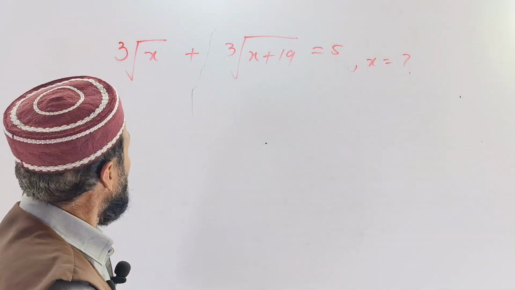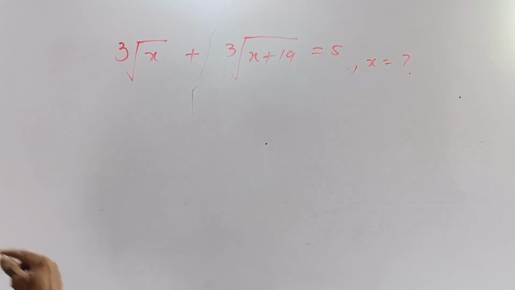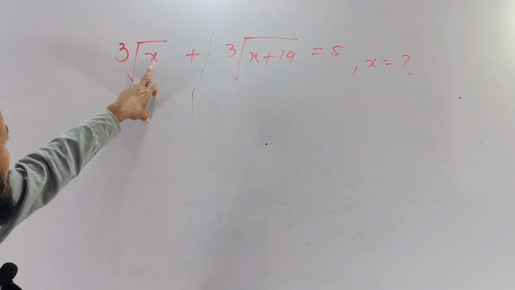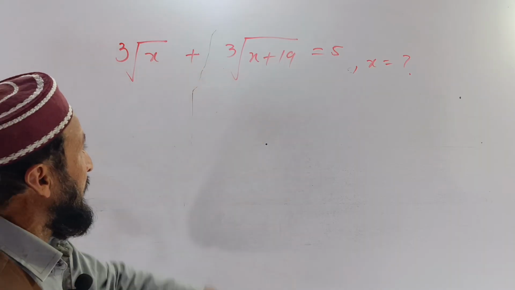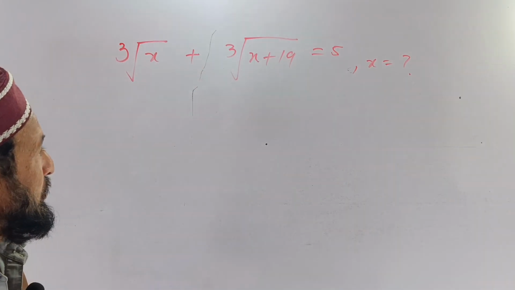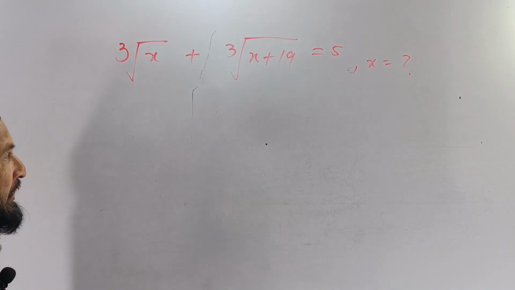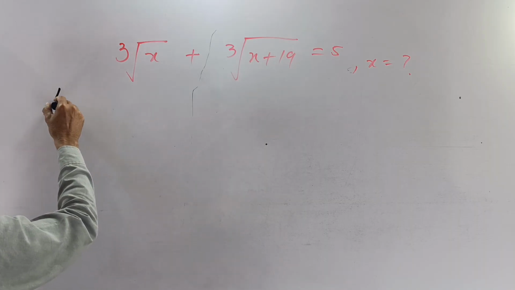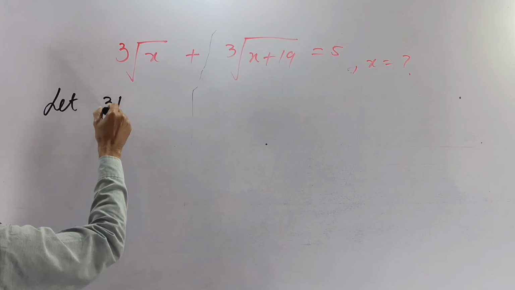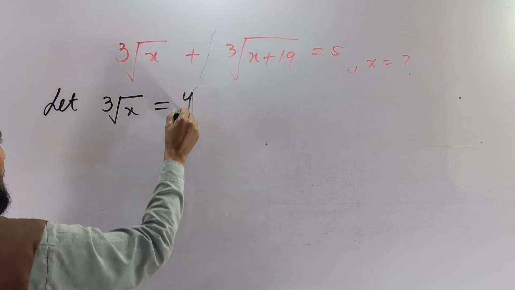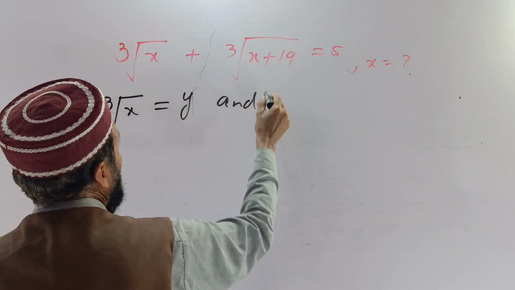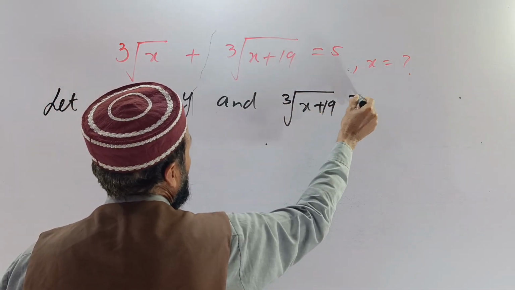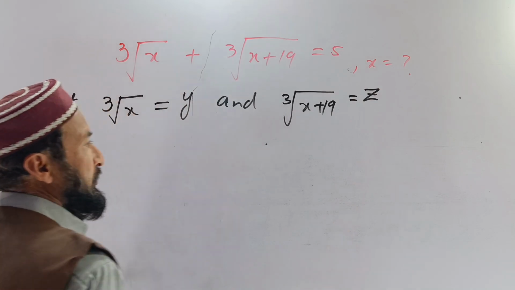Square root problem today. So first of all, if we check, here the square roots are 3 index of x and 3 index of x plus 19. So how can we find it? We can take a supposition here. For example, let's suppose 3 index of x is equal to y, and 3 index of x plus 19 we consider to be equal to z.